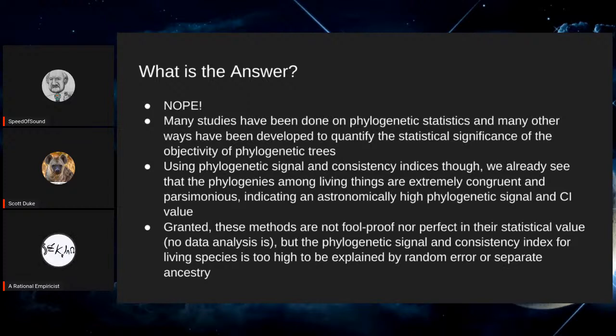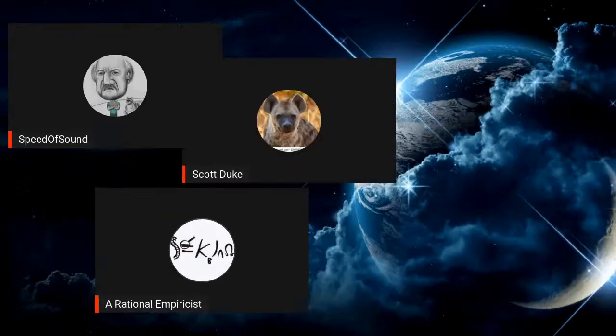So granted, these methods are not foolproof. They're not perfect. And they don't give 100% statistical value. So there's some errors involved, but that's true for any data analysis. But at the end of the day, the phylogenetic signal and consistency indices are too high. Their values are too high to be explained by random error or separate ancestry. And that's that. And I am done.